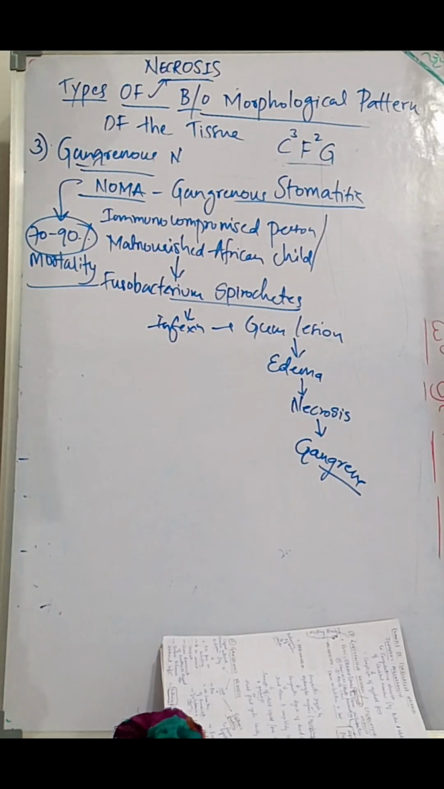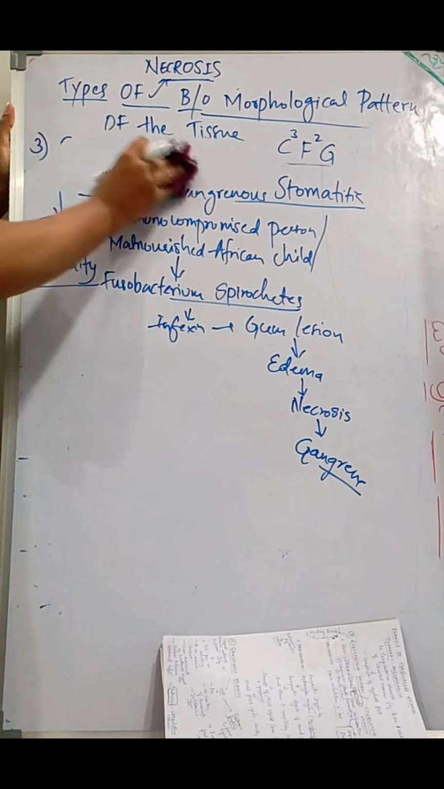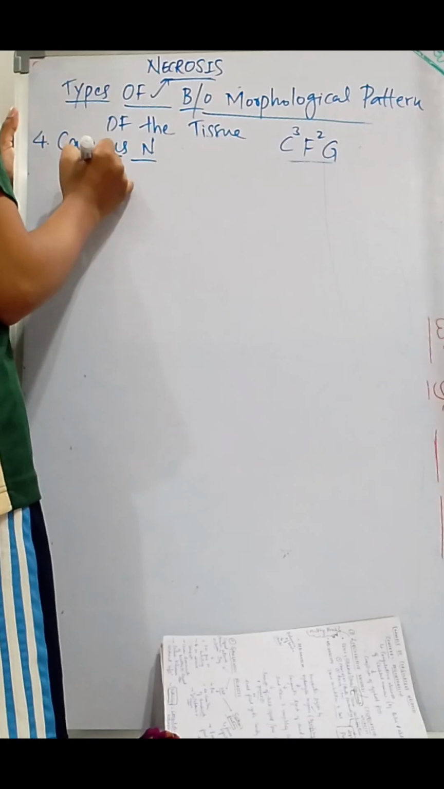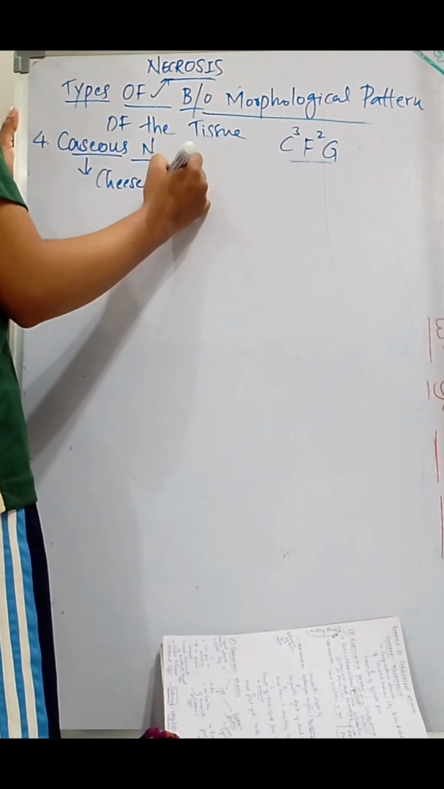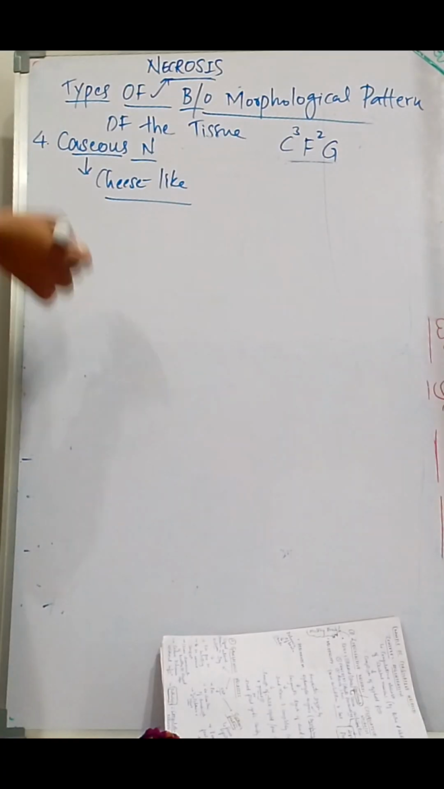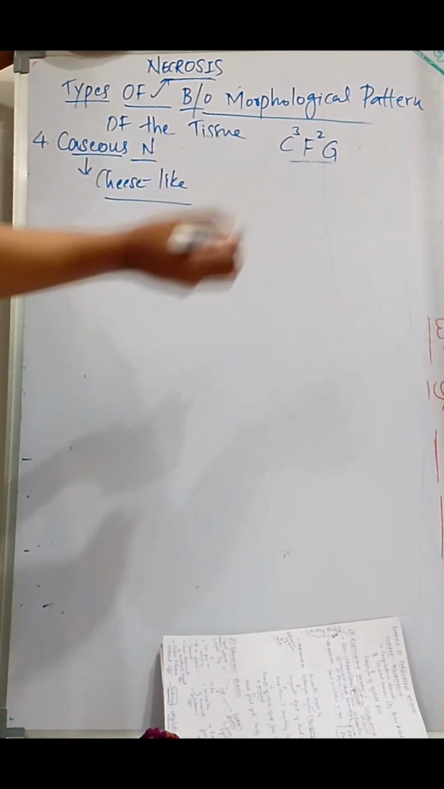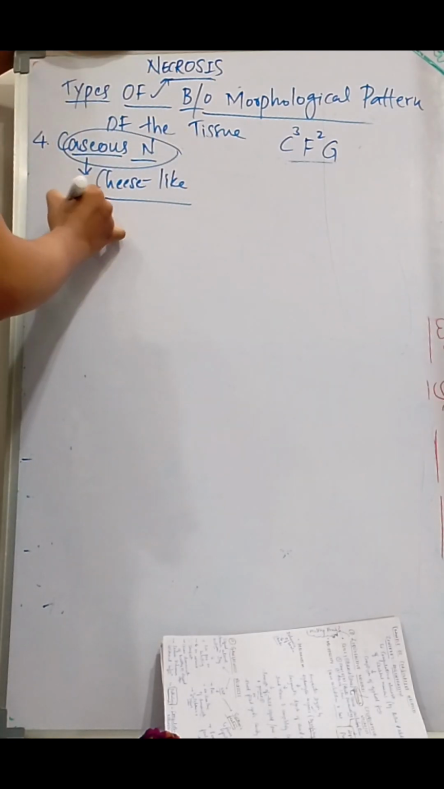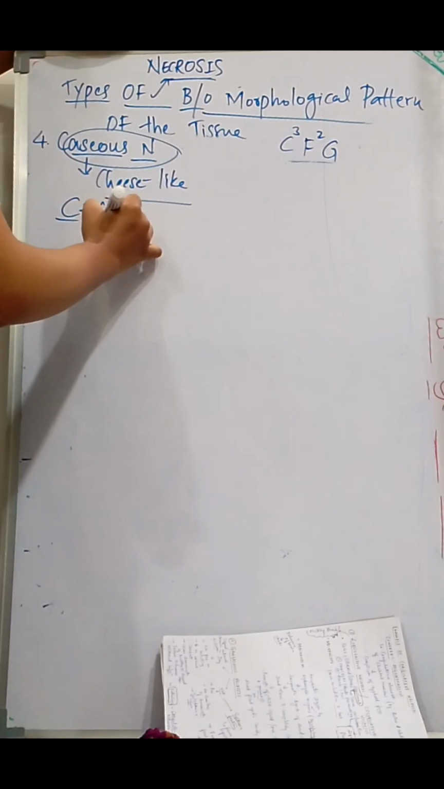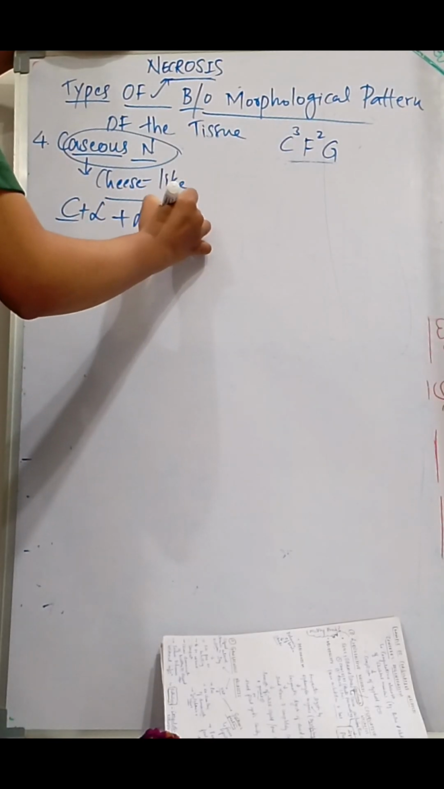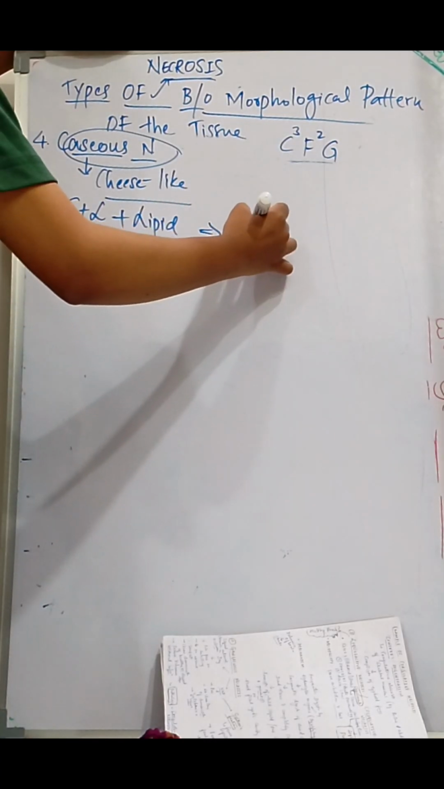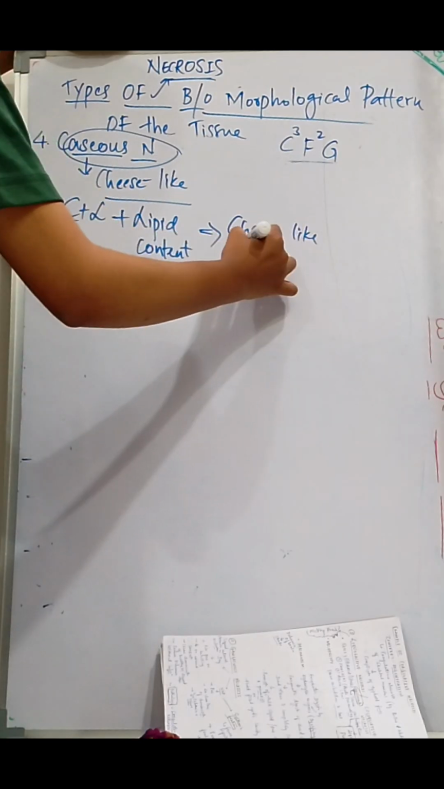So now let's move on to the caseous necrosis. That is the next type of necrosis. So the caseous necrosis. Caseous meaning cheese-like. So what we studied just now was gangrenous necrosis, which was a combination of the coagulative necrosis and the liquefactive necrosis. Now here, what we see is the combination of coagulative necrosis, liquefactive necrosis, plus the lipid content. This forms cheese-like material.